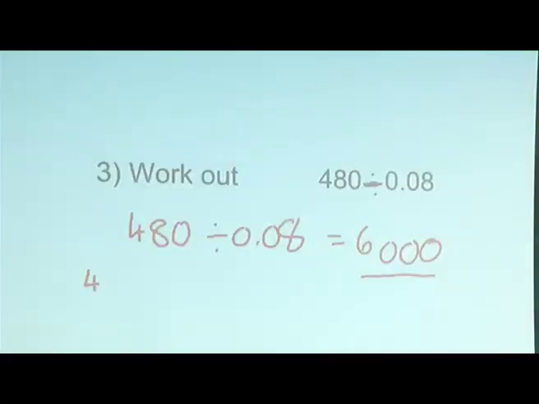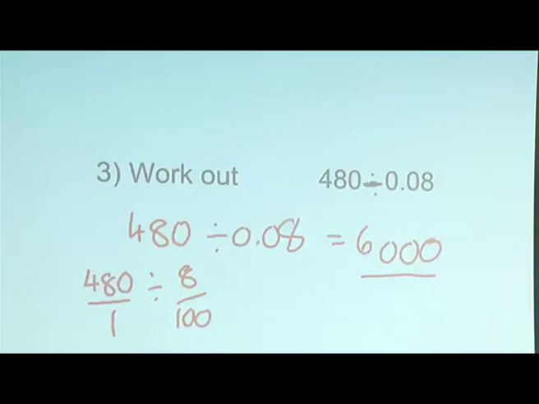Now, we have 480 divided by this. This is the same as 480 divided by, you can even change this to a fraction if you want. That is 8 over 100. And then we know that if this is a fraction and you are dividing, let's say you are dividing this fraction. I'm just making this a fraction because this is rational.